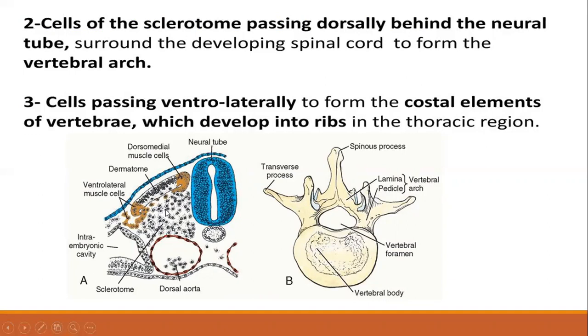So the sclerotomic cells take 3 routes: ventromedially, forming the vertebral body; dorsally, forming the spinous process and the vertebral arch; and passing laterally, forming the transverse process. Some of the sclerotomic cells cross the lateral somitic frontier, and they are going to form the costal elements of your ribs in the thorax region.